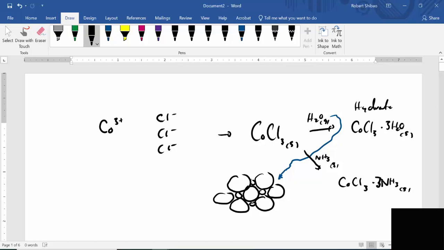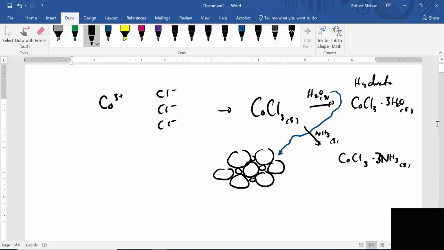And then, chlorides are all soluble. Chlorides are all soluble except for which ones? Which 3 chlorides are insoluble? Silver, lead, and mercury. So both of these, the hydrate and the ammoniate, are going to be soluble in water.